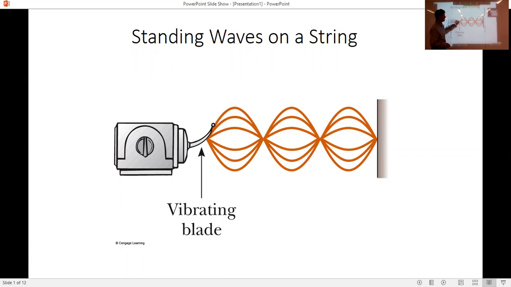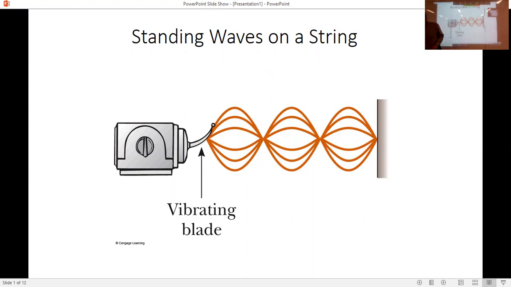But essentially, the waves are created at this end. They're sent to the end of the string where they reflect, come back, and again, interfere with themselves. Now, the thing about a standing wave is only waves of a very particular wavelength will fit between the two ends, between the end where they're being generated and the opposite end where the string ends.